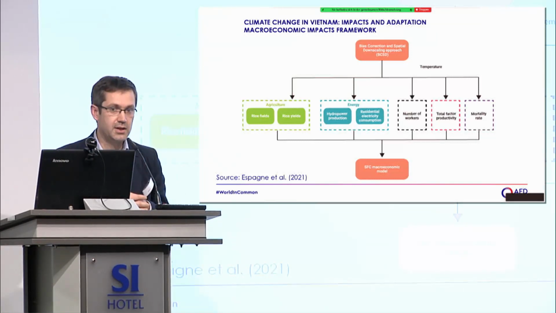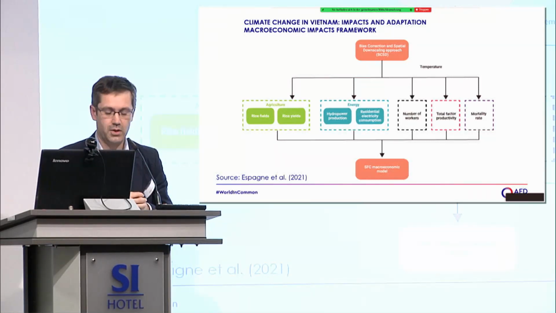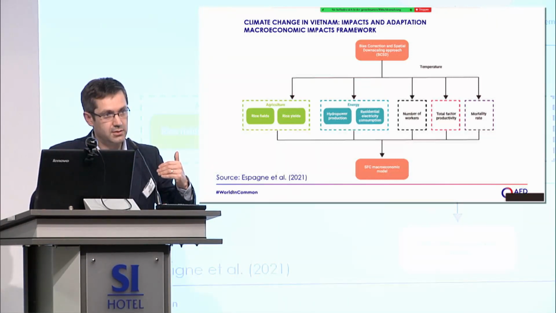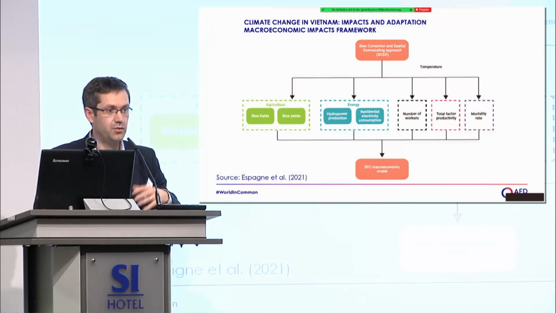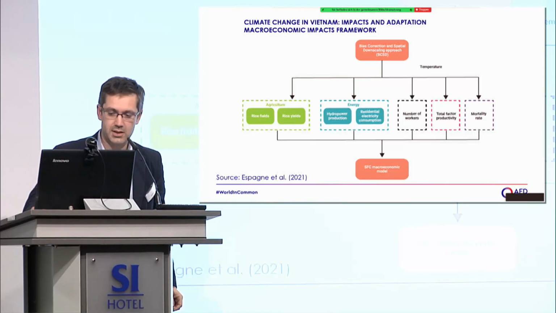So this is the idea that my colleague Etienne was conducting in Vietnam, where he tried to identify different channel mechanisms through which climate change would impact the macroeconomics of Vietnam. Agriculture, energy, factor productivity, mortality rate, number of workers. And it's by looking at these different channels and then combining them into a macro framework that you get a very interesting assessment of climate impacts in Vietnam.